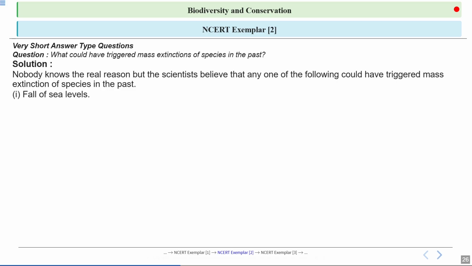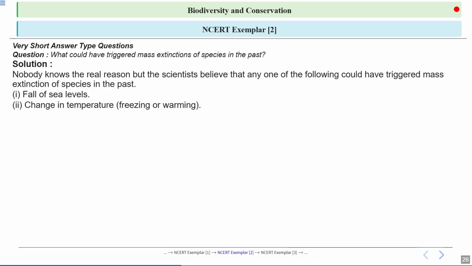The first one is the fall of sea levels. So this refers to a decrease in the volume of water in the oceans, which can occur due to various geological processes like the formation of land masses or changes in the Earth's climate.